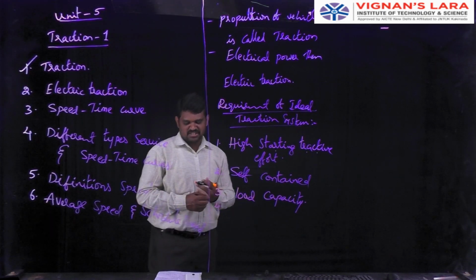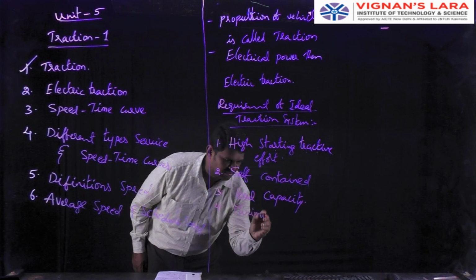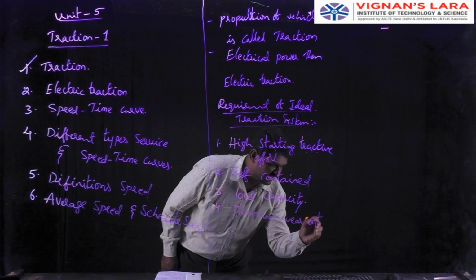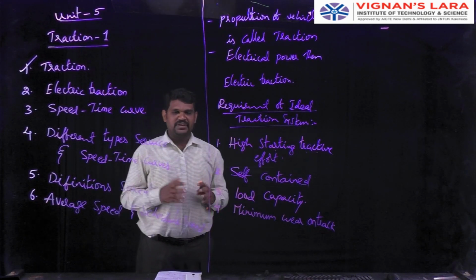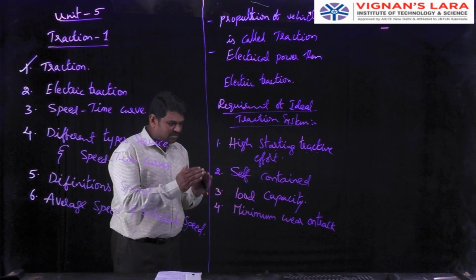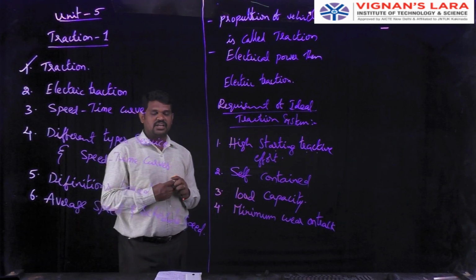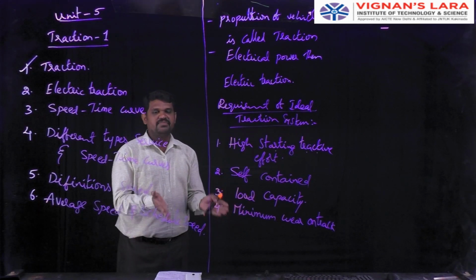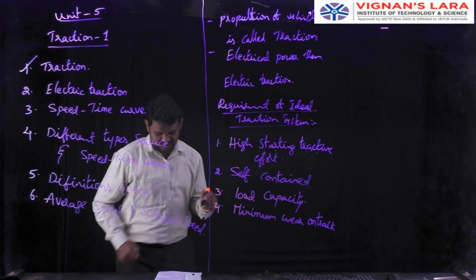The fourth one is minimum wear on the track. The amount of equipment on the track should be minimum. When minimum equipment is required, it can easily move, the maintenance will be reduced, and the initial cost will be reduced.